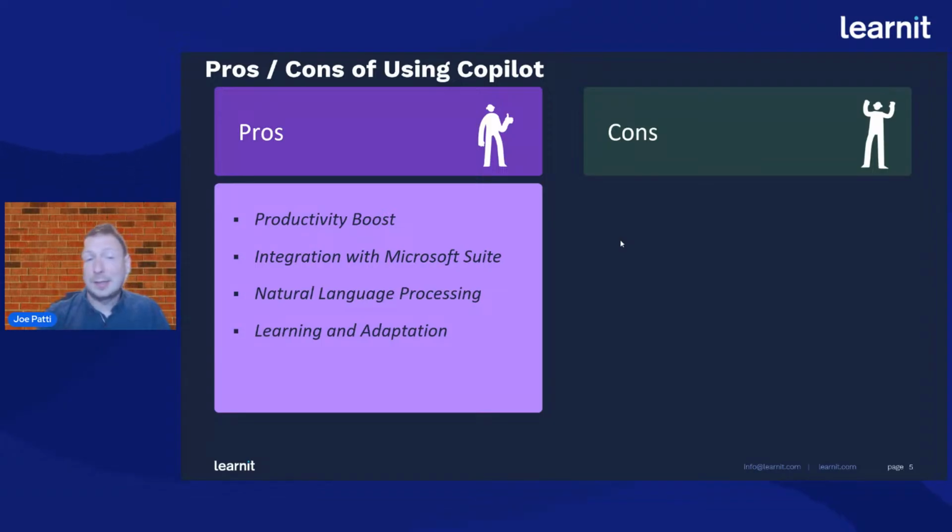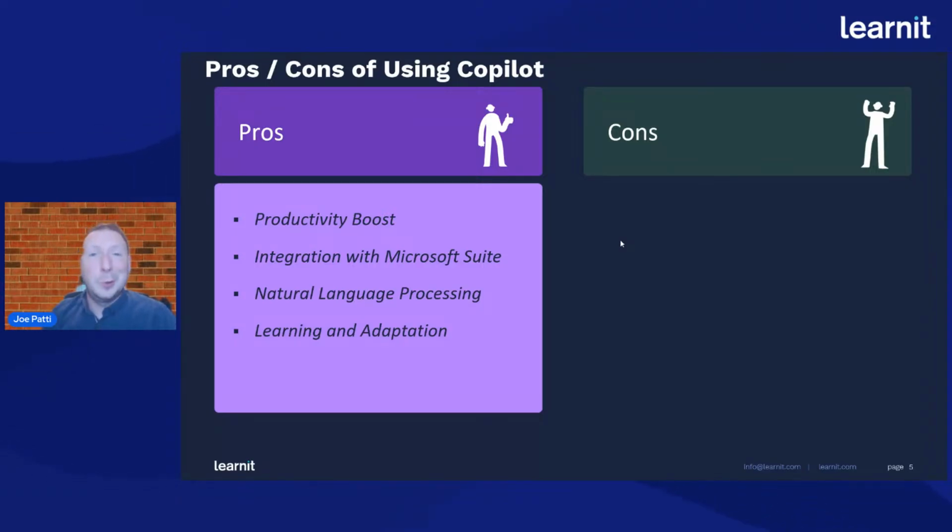Natural language processing, once again, we don't have to know how to code. We could just say, hey, Copilot, check my emails for me. Is there anything that I have to do? And it will do it for us. I don't have to know any Python or any C++, anything like that. And then learning and adaptation, this is actually really one of the coolest things, in my opinion, about Copilot. It learns from you.